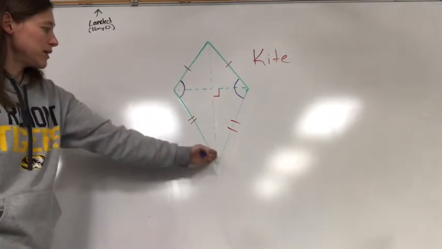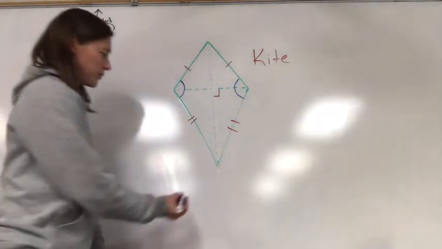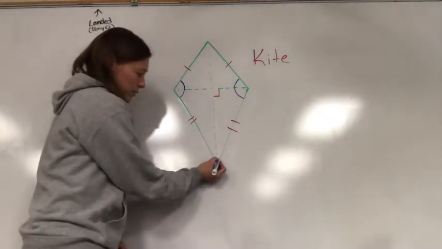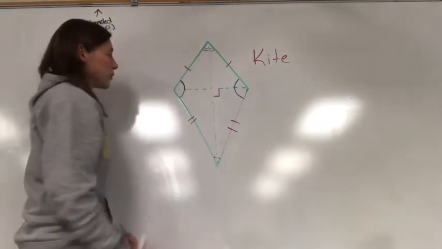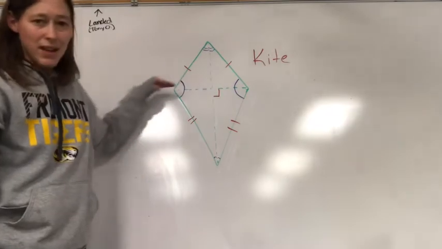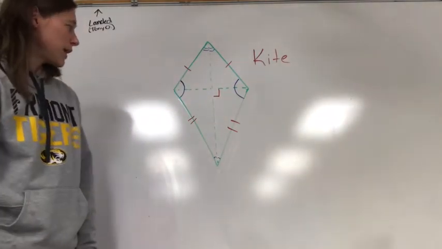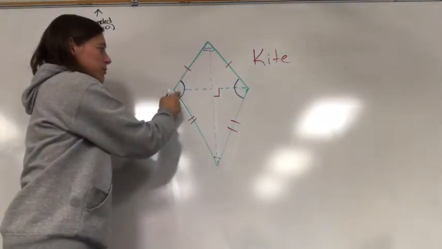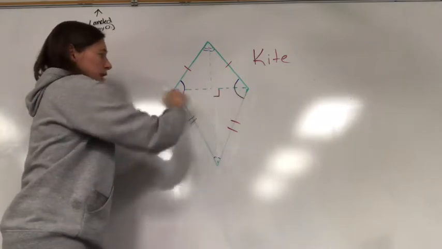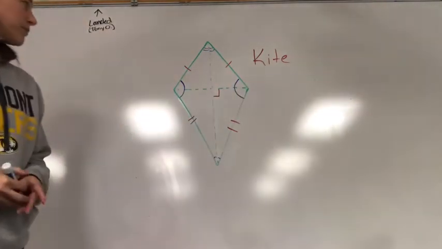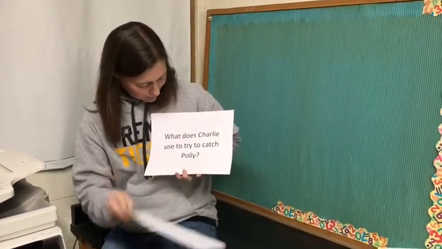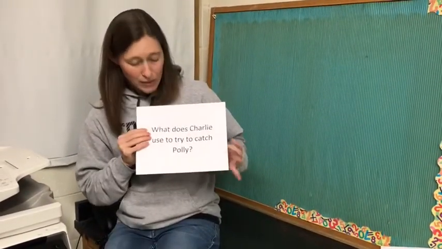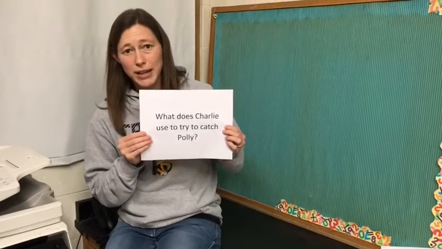This diagonal is a line of symmetry, so that means that these two angles would be congruent and these two angles would be congruent. But this right here is not a line of symmetry. Okay, so the same is not true of these pieces of angles. This diagonal does not bisect these angles. So there's a kite. What does Charlie use to try to catch Polly?